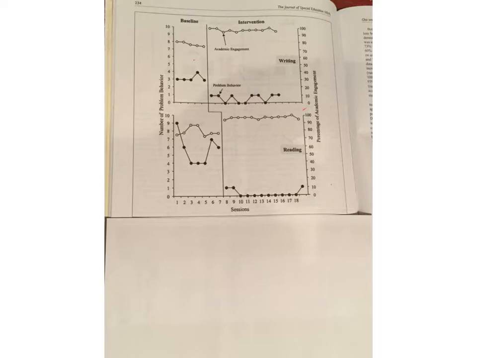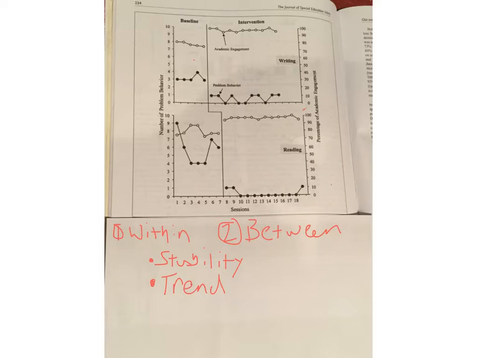So when you go to interpret the results from a single subject design, there are two steps to your interpretation. First, I'm going to write my notes down here on the bottom. First, you examine the data within conditions, and then two, you examine the data between conditions. And in both instances, you're going to be looking at the stability of the data and the trend of the data.